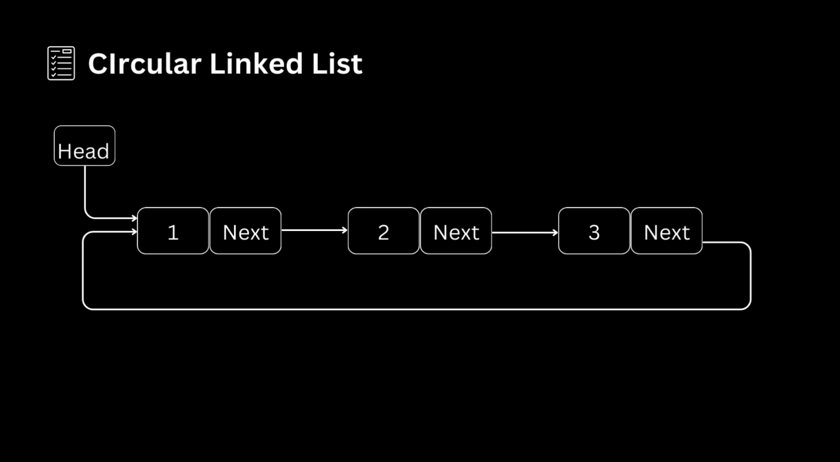A circular linked list is a variation of linked list in which the last node of the list points back to the first node, creating a circular structure. This can be useful in certain scenarios when you need to traverse the list in a loop. Here is a simple implementation of a circular linked list in C.